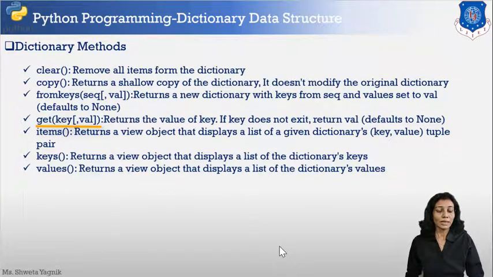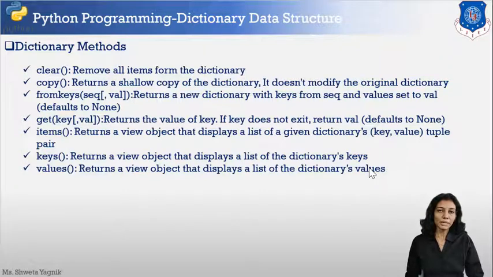Now get, key and value. This returns the value of a key. If the key does not exist inside the dictionary, it will return the value. If the value is not specified, which is optional, then it will return None.